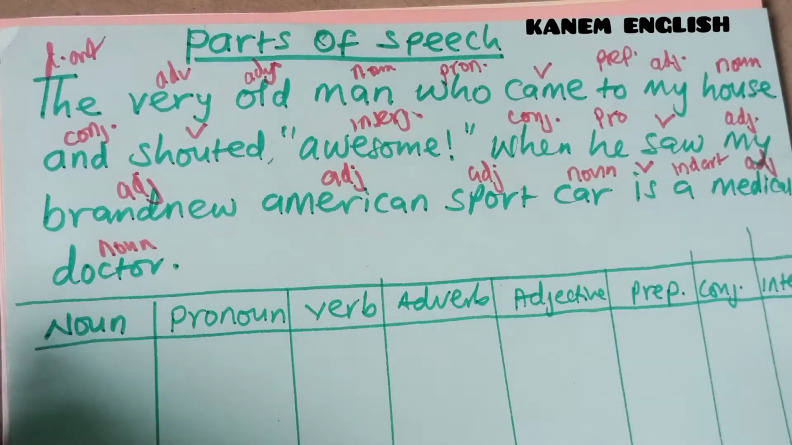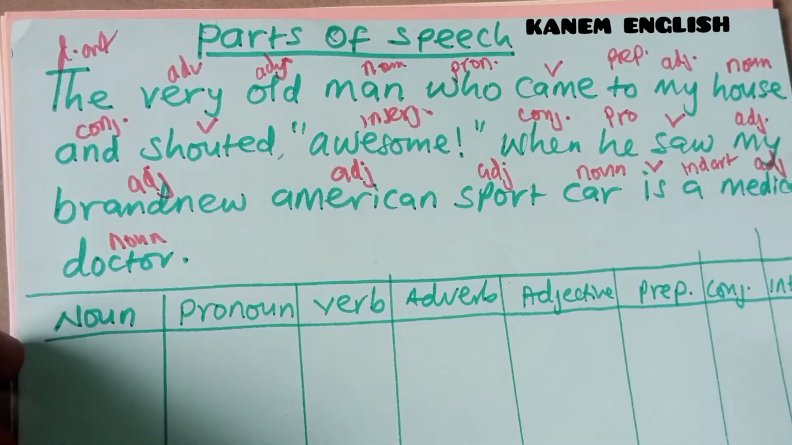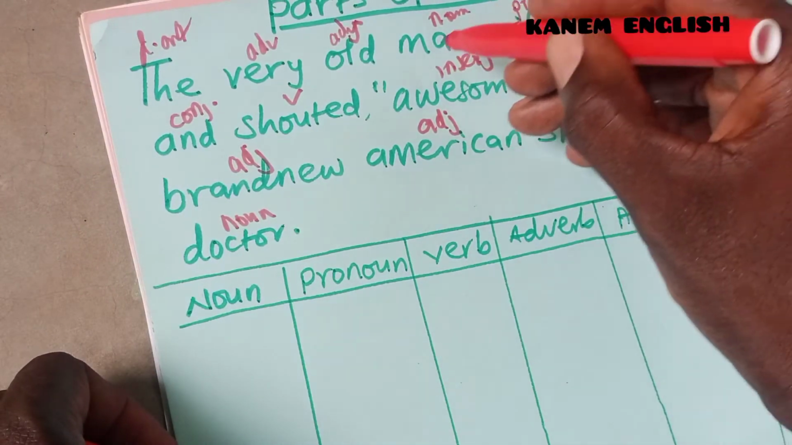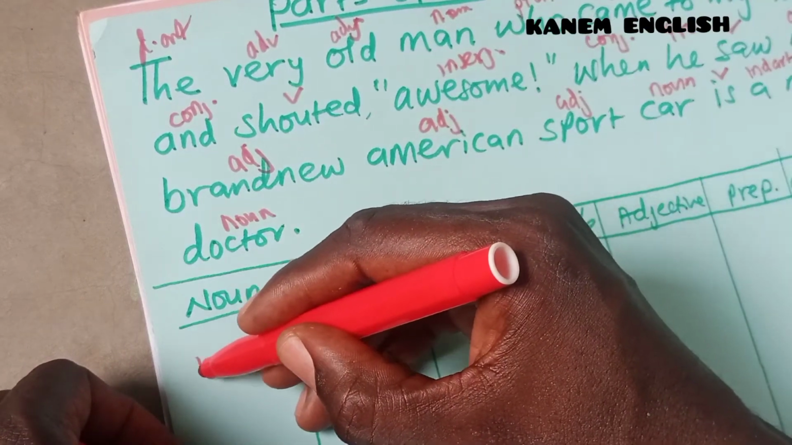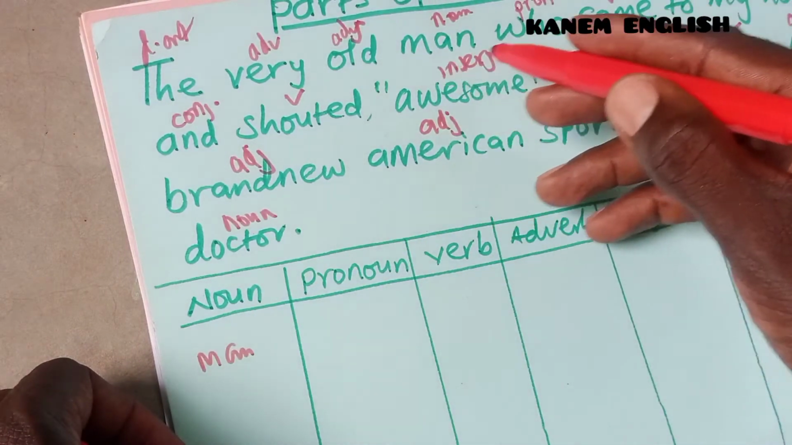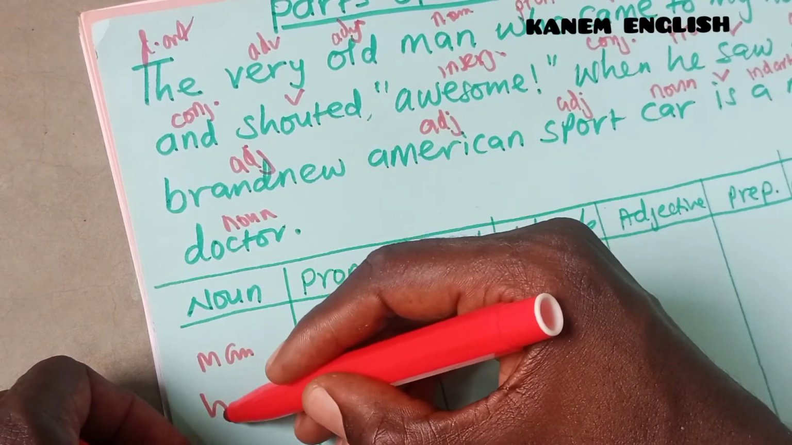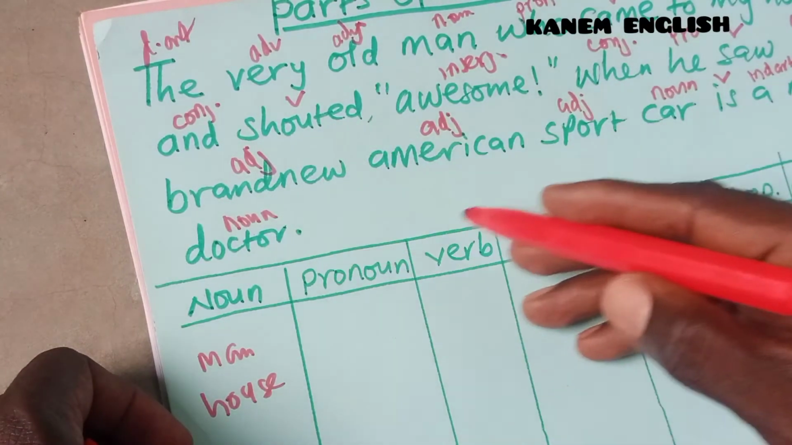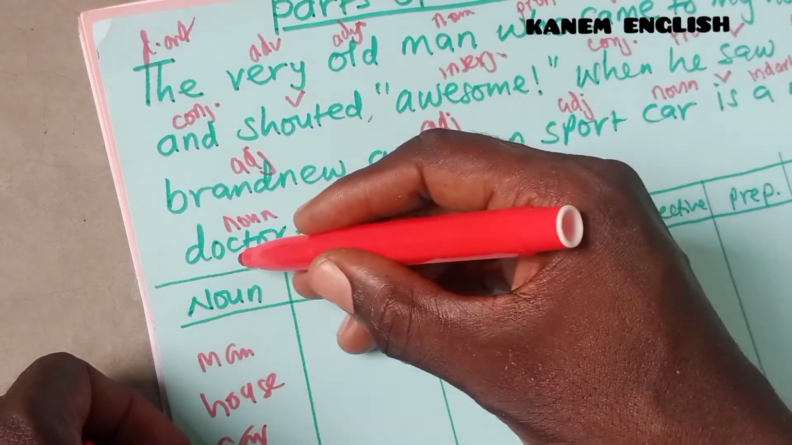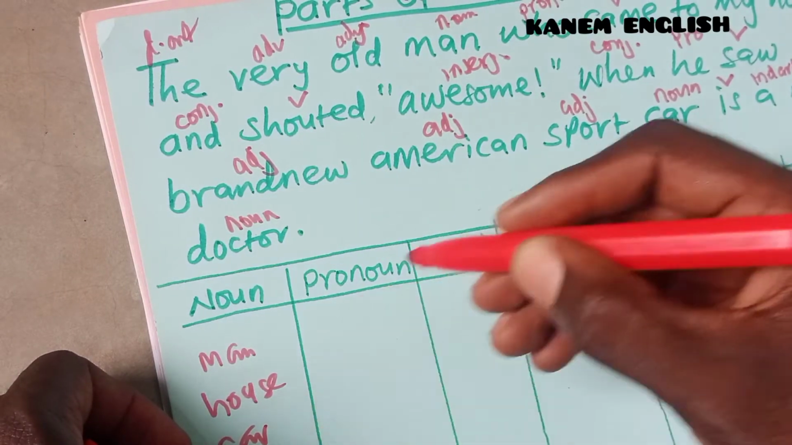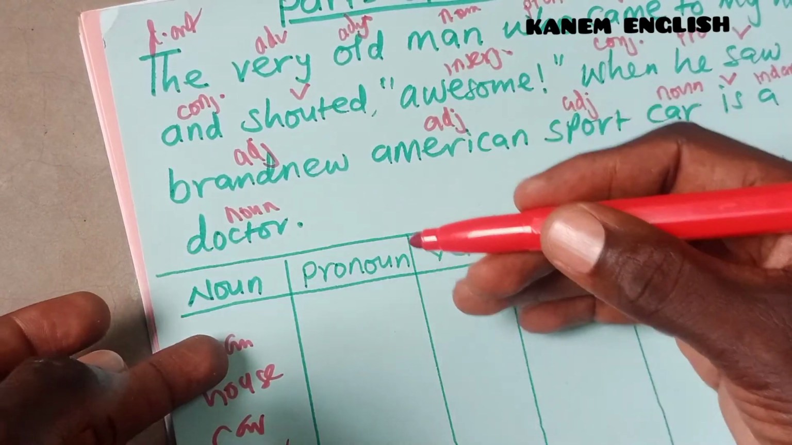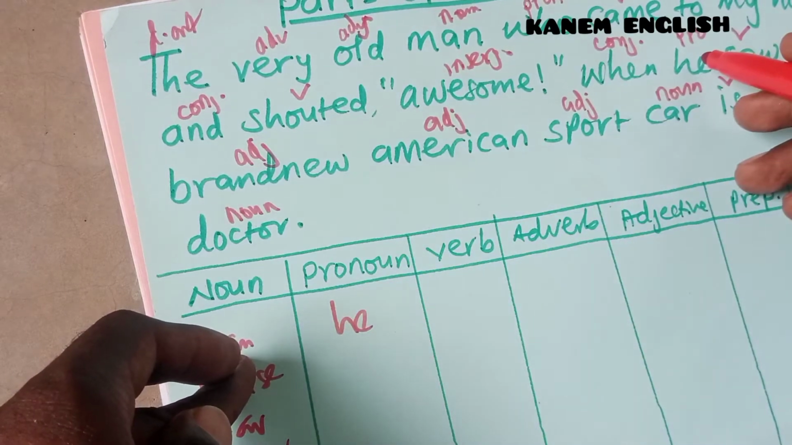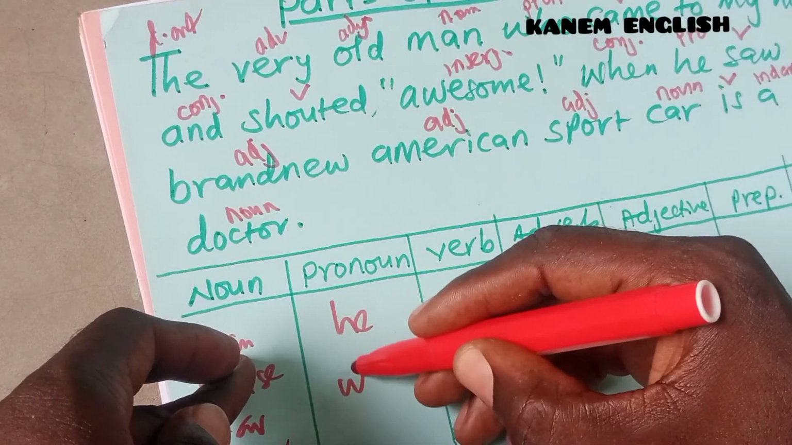So if we look at all this, if we want to arrange them into their classes or columns, we can have the first one, which is noun. So the first noun is man. And then we also have house. And then the word car. And then doctor. So these are the nouns used in the sentence. Then the pronoun, we have the personal pronoun, which is he. And then we also have the relative pronoun, which is who.